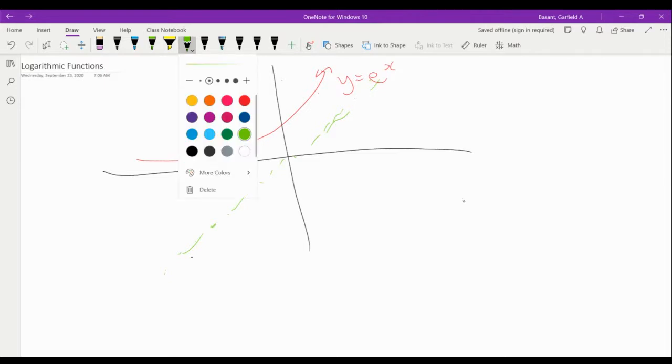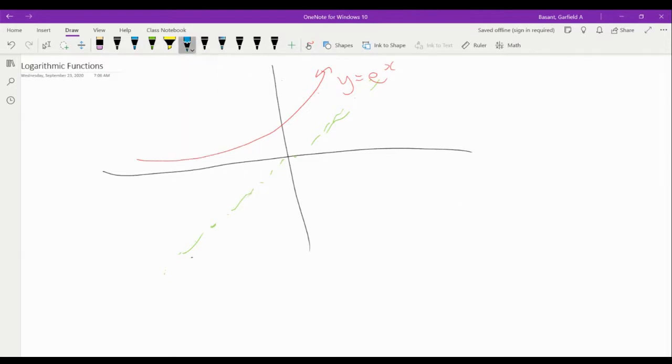The logarithmic function is the inverse of the exponential function, and it looks like this. So this is what our logarithmic function looks like. And this is y is equal to log base a of x.